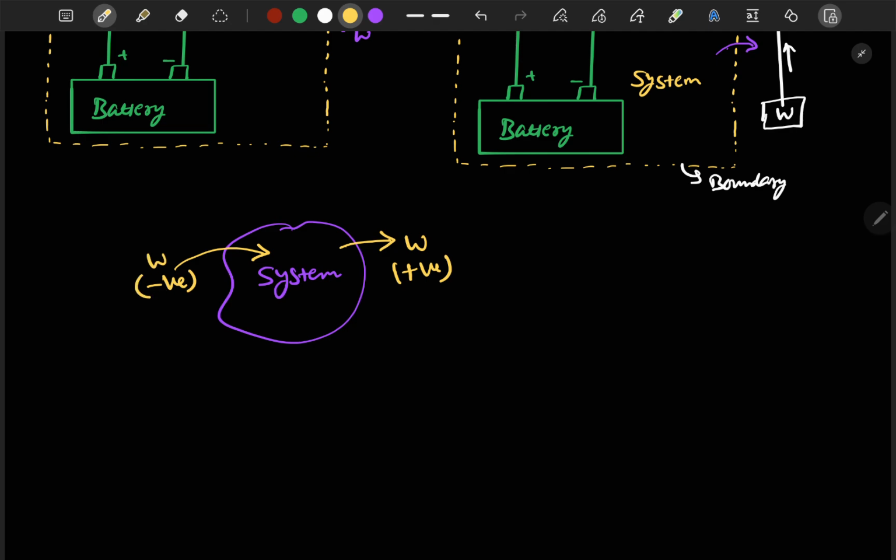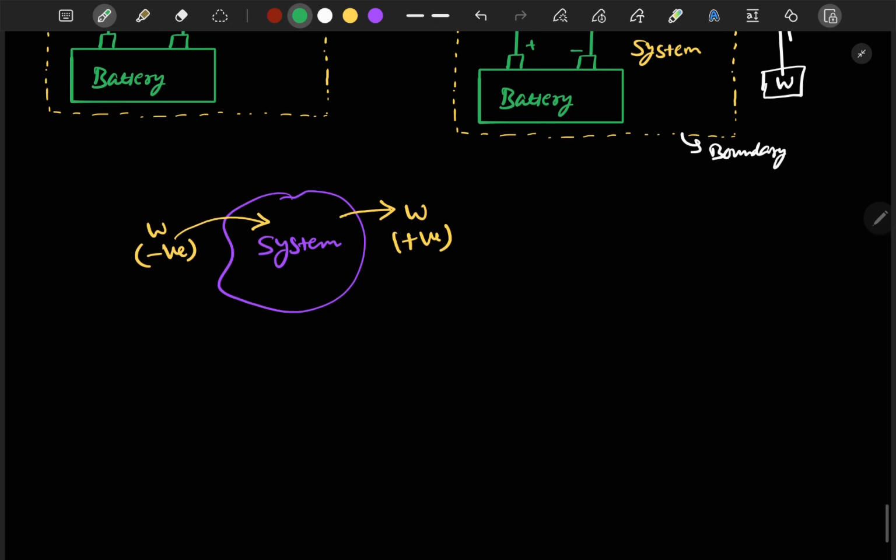Now similarly we will study the heat interaction. For heat, if the heat is provided to the system, that is, heat is added to the system, then it is considered positive. But if heat is released from the system, this is considered negative heat. So this is the work interaction and heat interaction between system and surrounding. You have to remember these sign conventions.